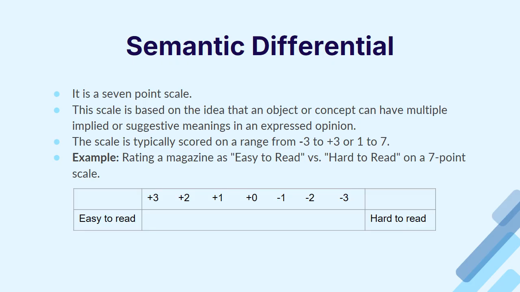Next, we have semantic differential scale, which is a 7-point scale that measures opinions by placing an object between two opposite qualities, like modern versus old-fashioned or reliable versus unreliable. It helps compare brands and products in an insightful way. It usually ranges from -3 to +3 or 1 to 7. For example, rating a magazine as easy to read versus hard to read on a 7-point scale.